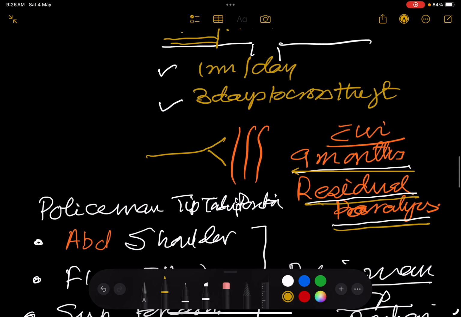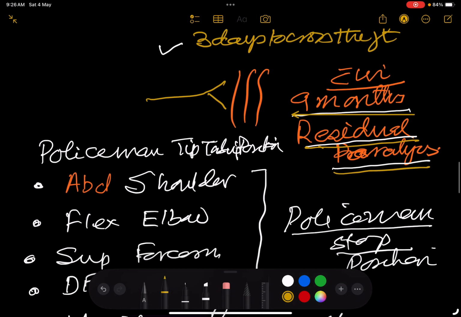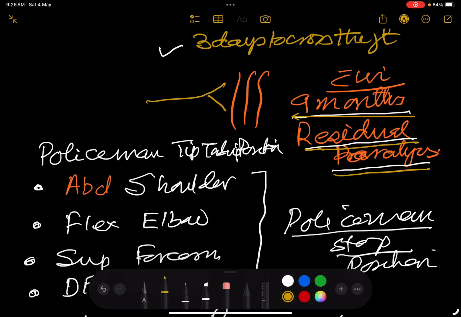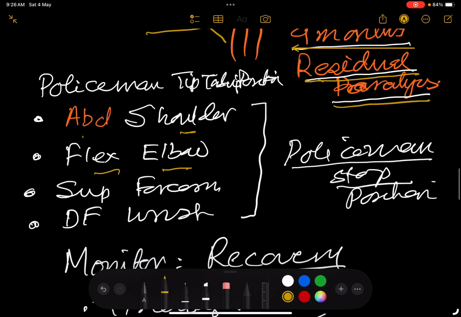Now what is the position? The policeman tip taking position. Make it and see that the abduction of the shoulder is lost, the flexion of the elbow is lost, the supination of the radioulnar joint is lost, and dorsiflexion of the wrist is lost. Now, if you want to prevent contracture in the situation, you put the patient's arm in the reverse position, immediately the reverse of all this.